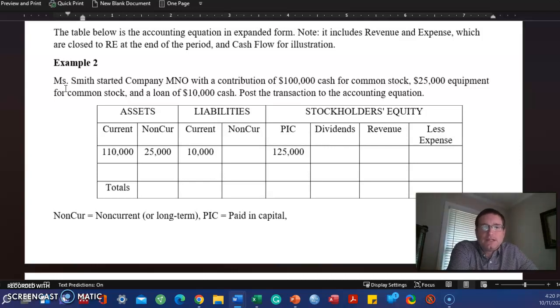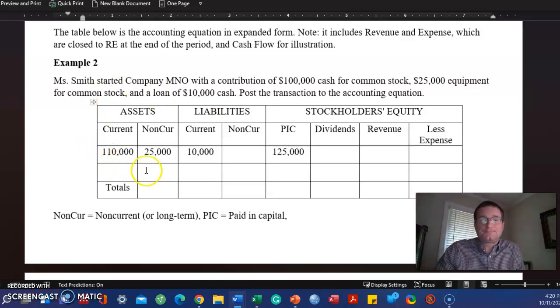So we have a contribution of $100,000 for common stock, $25,000 in equipment bought using common stock, and a loan of $10,000 in cash taken out. Paid in capital, common stock, same thing. PIC, paid in capital. So we had $100,000 in cash and $25,000 in equipment. Our equity went up because of I in Dyer, investment.